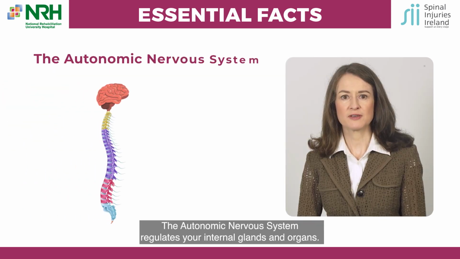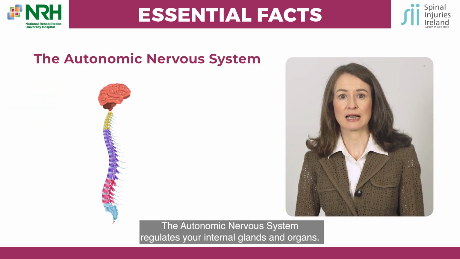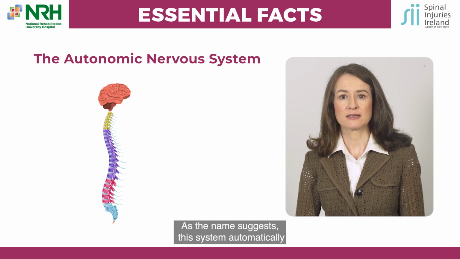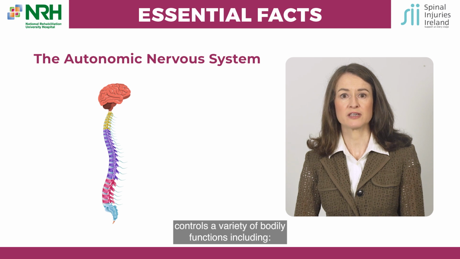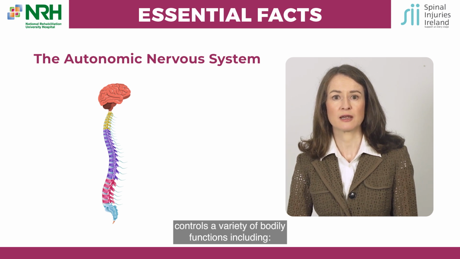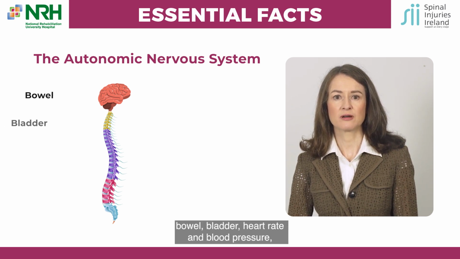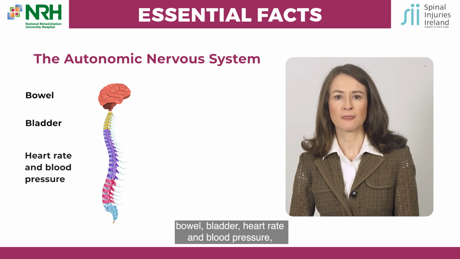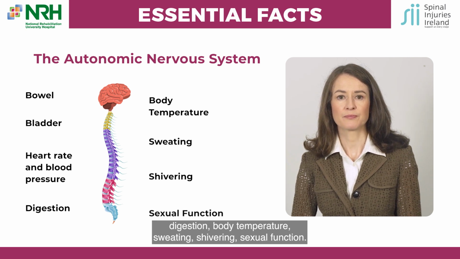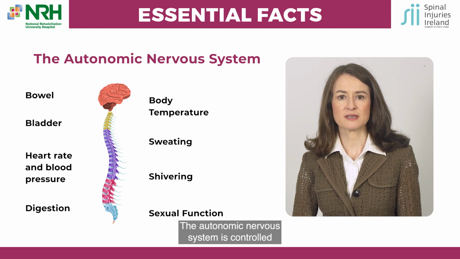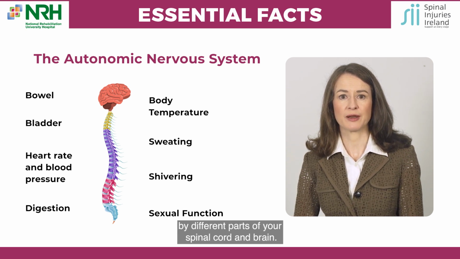The autonomic nervous system regulates your internal glands and organs. As the name suggests, this system automatically controls a variety of bodily functions, including bowel, bladder, heart rate and blood pressure, digestion, body temperature, sweating, shivering, sexual function. The autonomic nervous system is controlled by different parts of your spinal cord and brain.